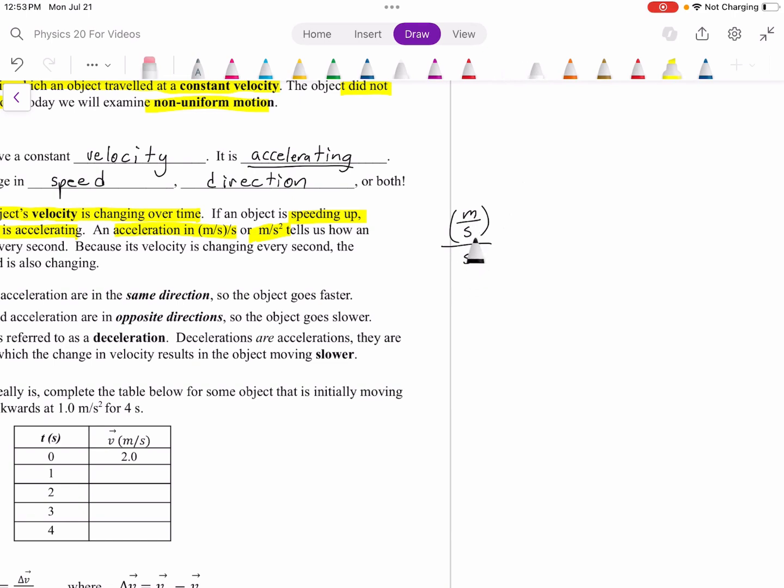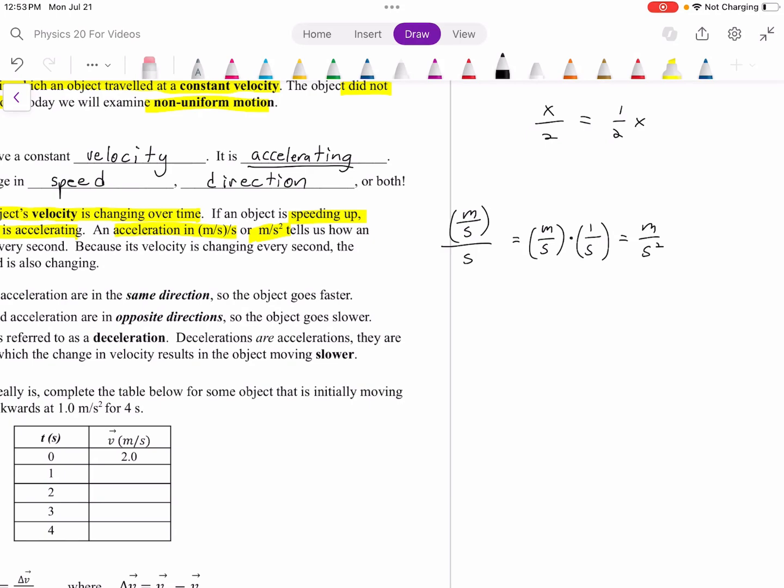We have meters over seconds being divided by seconds. Well, we know we can write that as meters per second. Yes, we're dividing it by seconds, but that's the same as multiplying by 1 over seconds, right? Dividing by seconds is the same as multiplying by 1 over seconds. The same way dividing by 2 is the same as multiplying by 1 over 2, right? Same idea. So if we look at this, meters over seconds times 1 over seconds gives us meters over seconds times seconds, seconds squared, right?